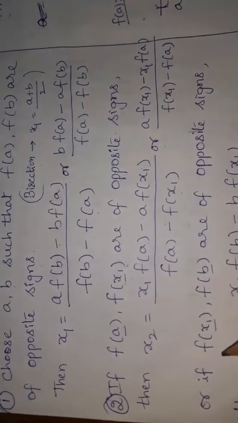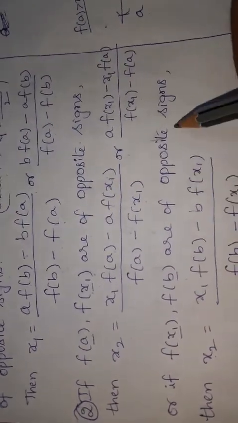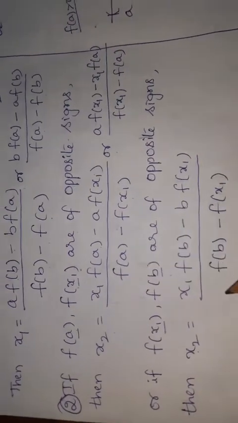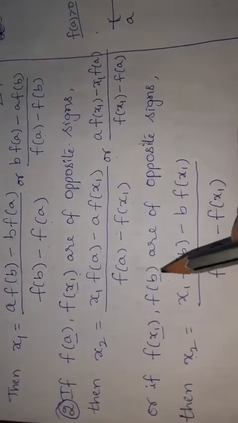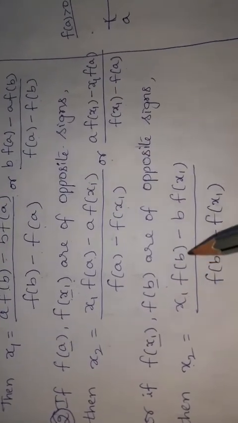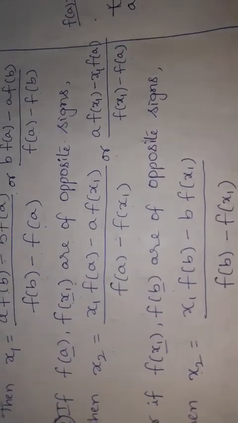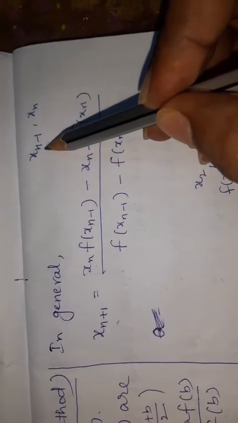Otherwise, if f of x1 and f of b are of opposite signs, then the next approximation x2 can be written, since the root lies in between x1 and b, as x1 into f of b minus b into f of x1 divided by f of b minus f of x1. So in general, x n plus 1 is obtained from the previous two approximations, x n and x n minus 1.